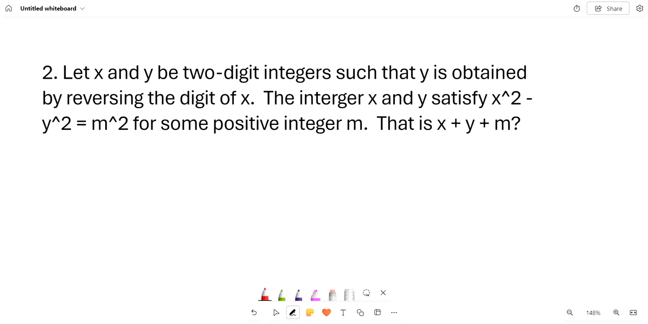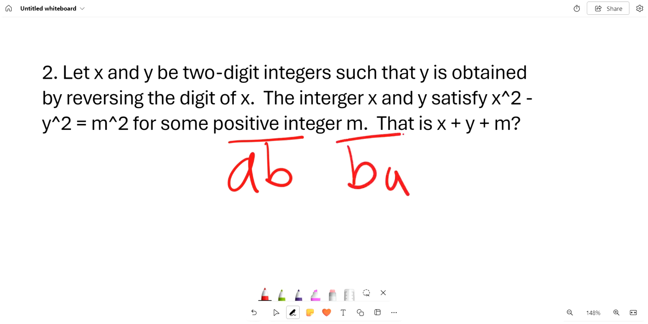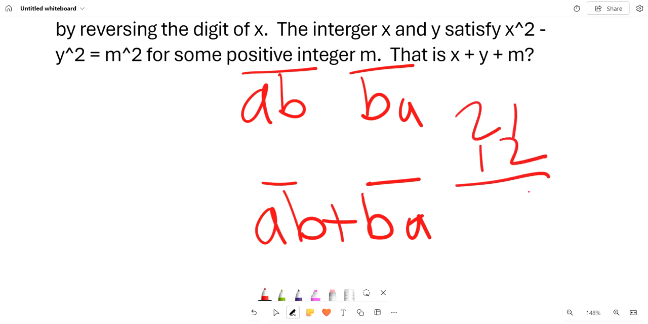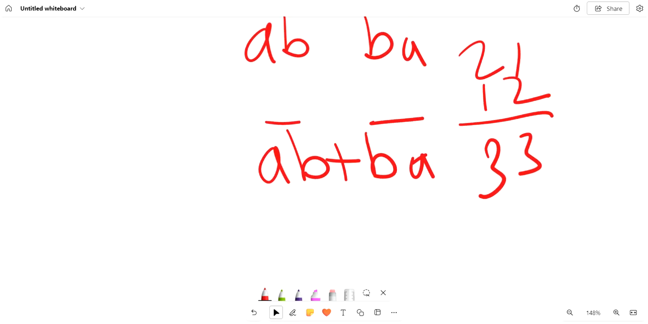So let's set x as AB, and I drew a line at the top because it's representing digits, not multiplying. That means that y is just BA. So AB plus BA has to be a multiple of 11. Let's take an example: if we have 21 and 12 and add them together, we get 33.